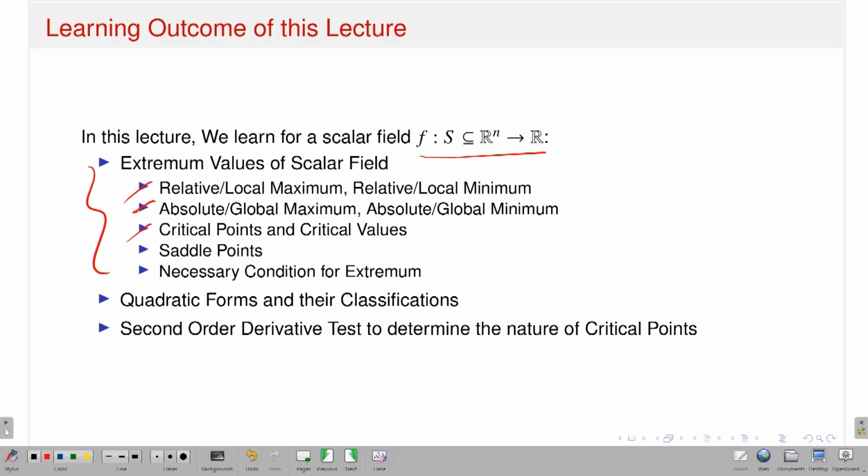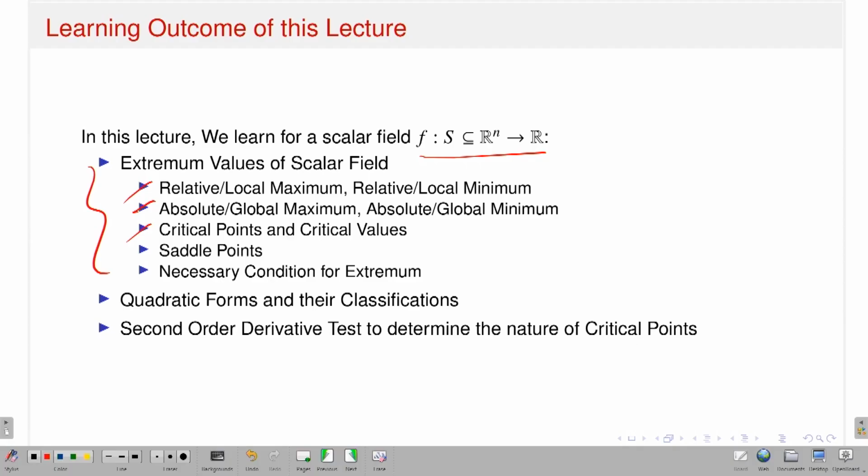And then there is a notion of what are called critical points and critical values. In other words, what I am trying to say is, suppose a maximum, minimum or extremum exists, then the natural question is: what are the points in your domain at which those maximum, minimum or extremum attain that value?